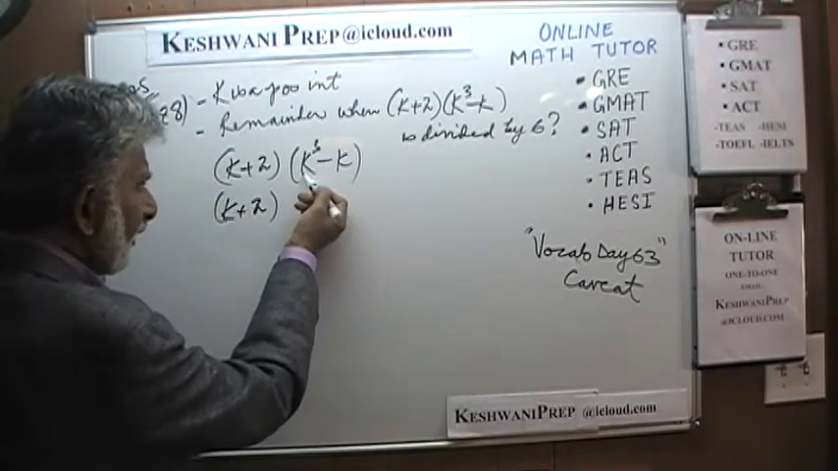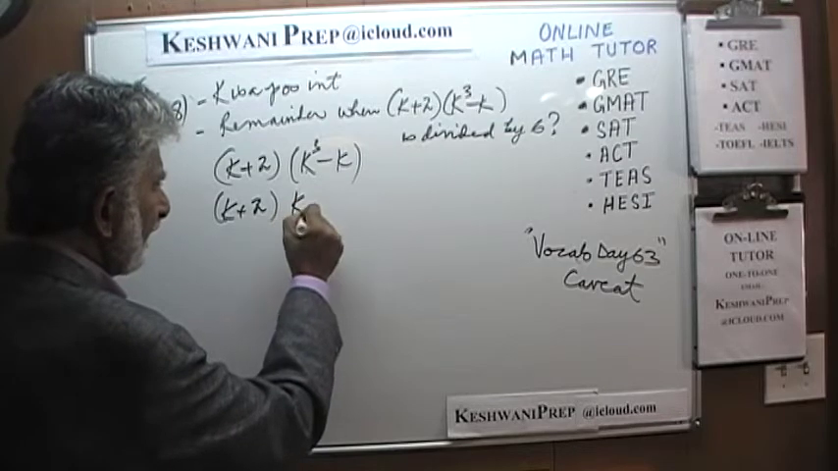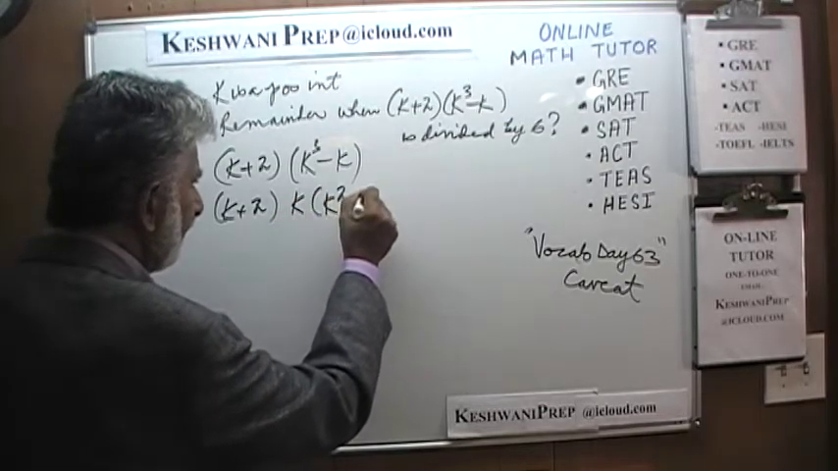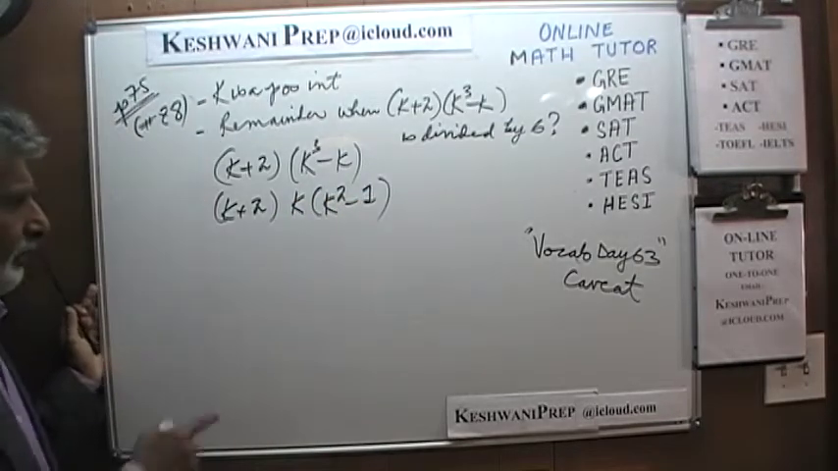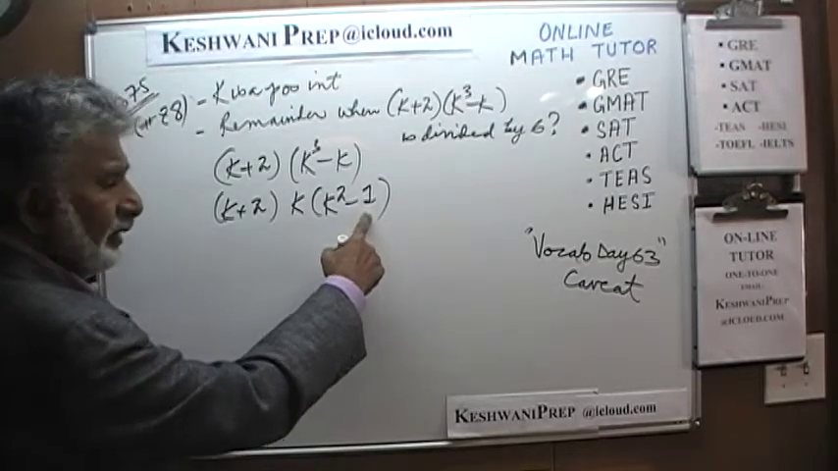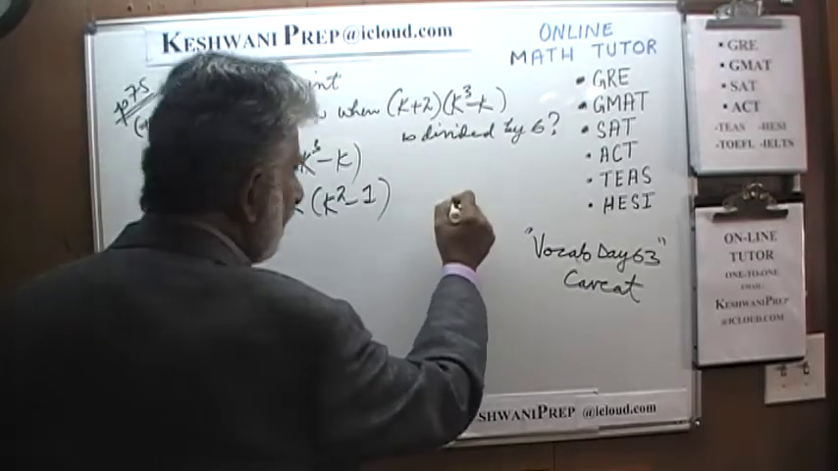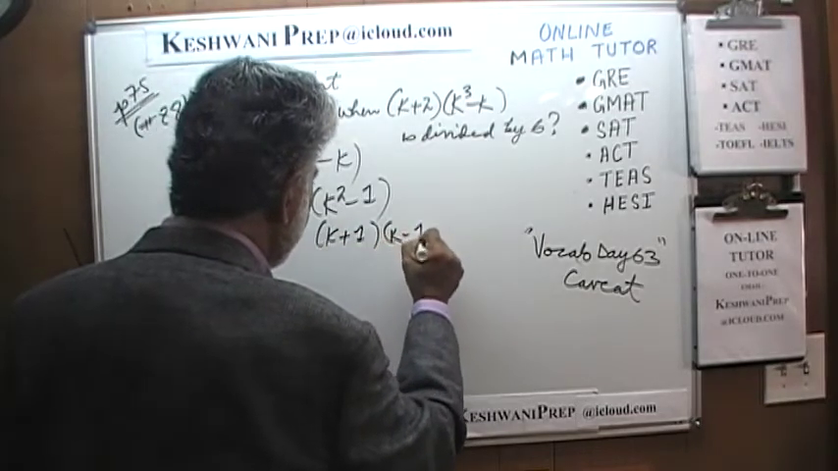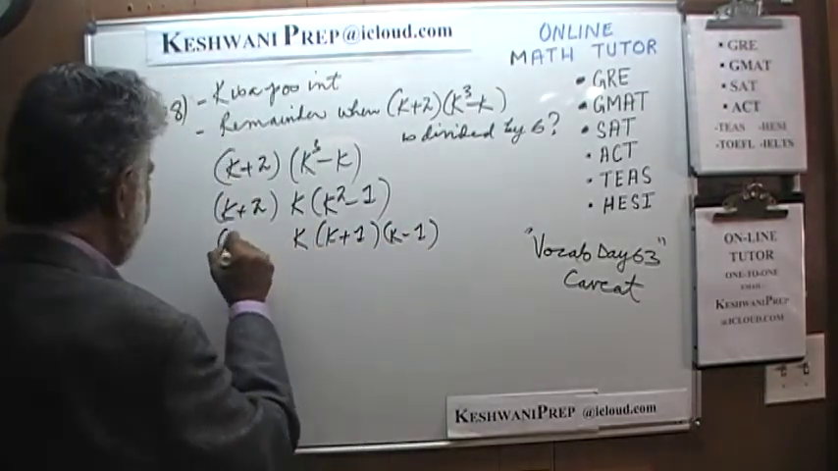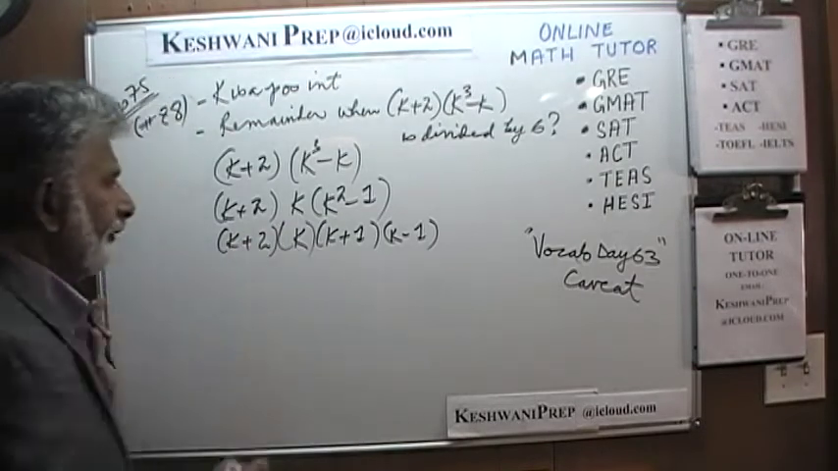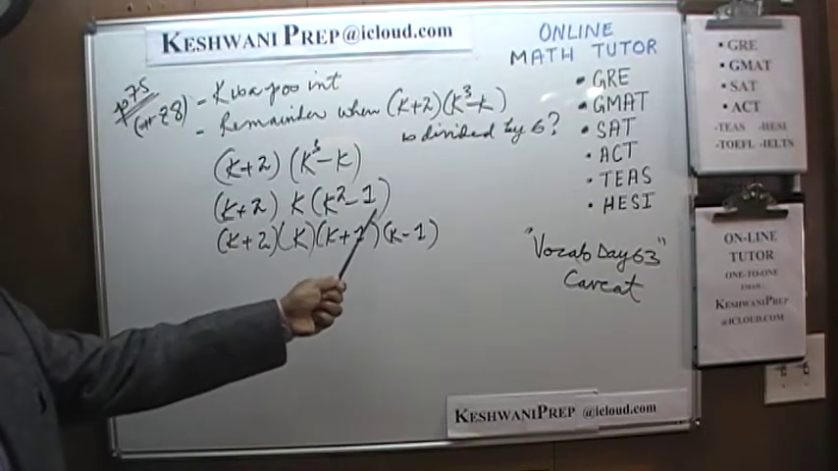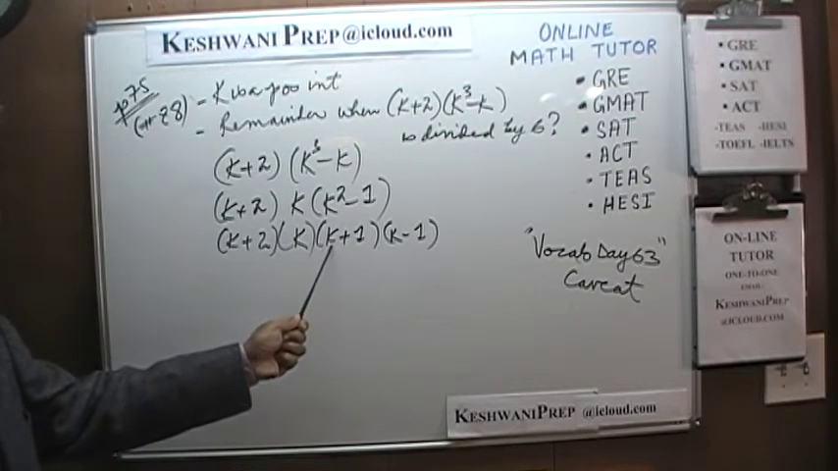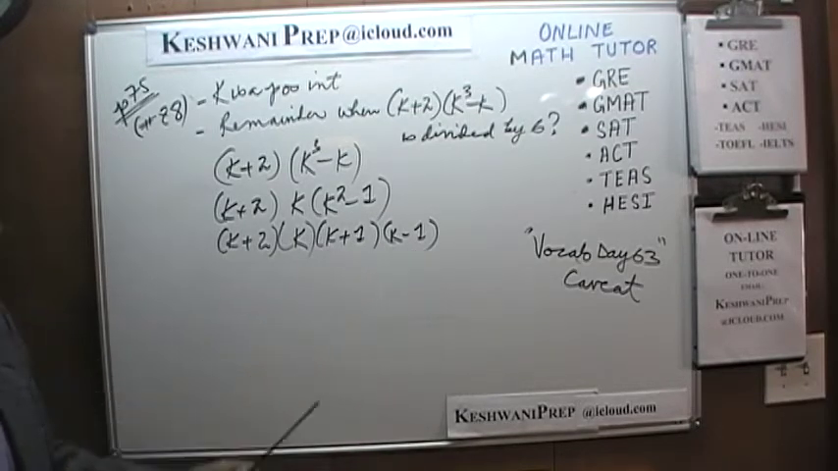But this can be, as you can see, k cubed and k, we can take out k common, and we have k squared minus 1. And k squared minus 1 can be further broken down into k plus 1 and k minus 1. Which is simply a squared minus b squared. A squared minus b squared is a plus b times a minus b. I hope you know that.